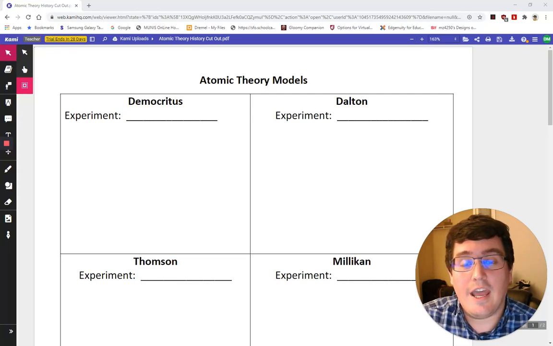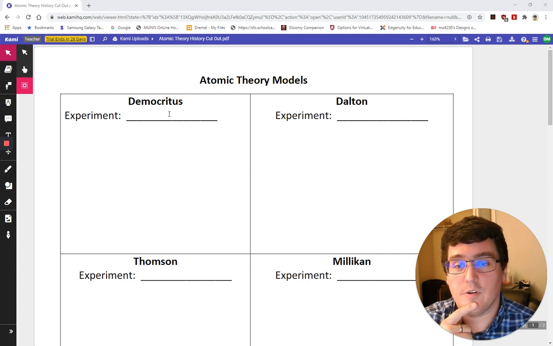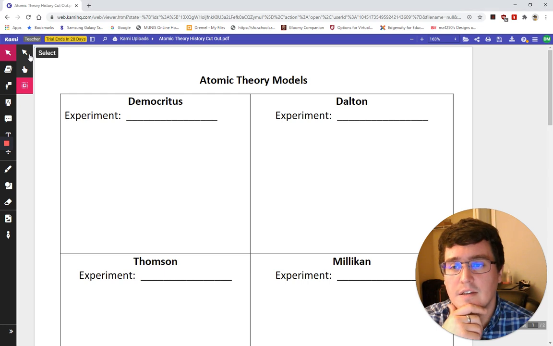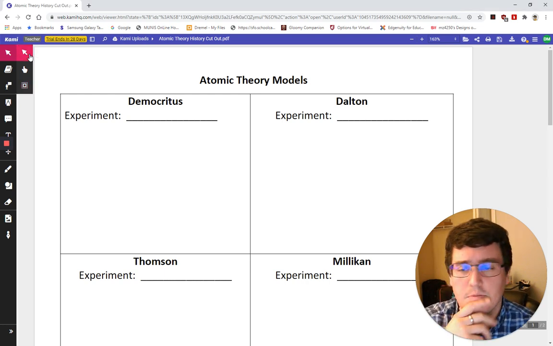All right, in CAMI, we're going to look at the atomic theory models, and we are going to add a few drawings to this. I'm going to remind you all that I am definitely not an artist, and I'm not going to grade you based on your artistic ability, but what I want you to be able to do is recognize certain things about these drawings.